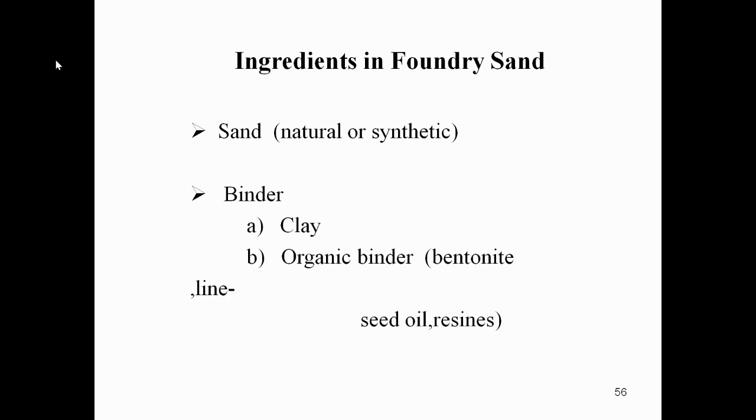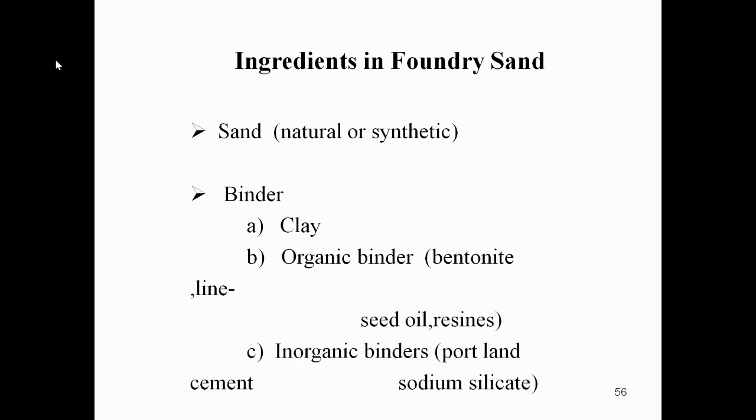Next, the last one will be the ingredients in foundry sand or molding sand. What are the ingredients added in the molding sand? Sand, either natural sand or a synthetic sand. Next will be the binder: clay, organic binder, bentonite, linseed oil, resin. Next will be inorganic binders: Portland cement, sodium silicate. And last will be the water.